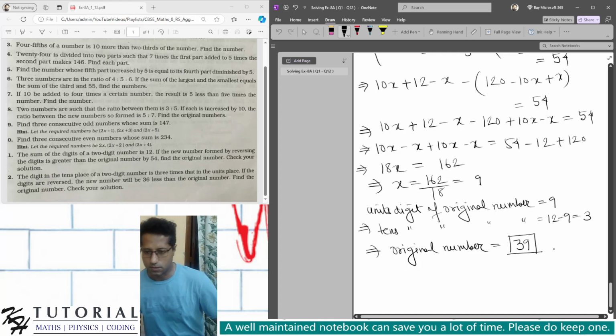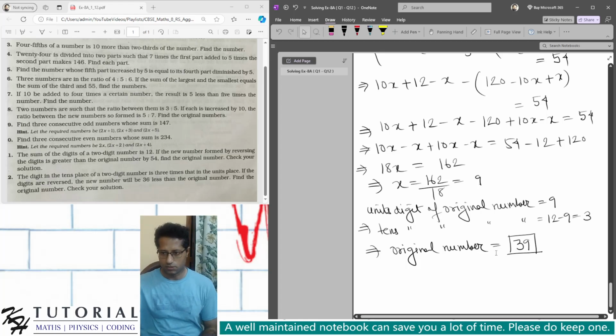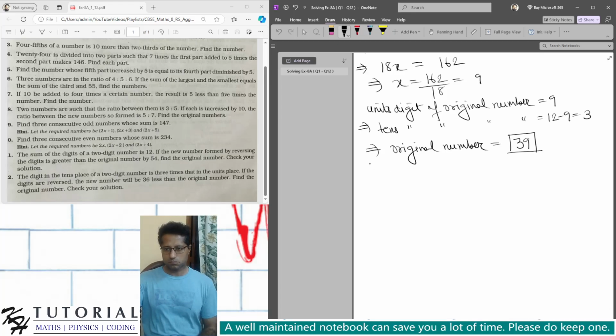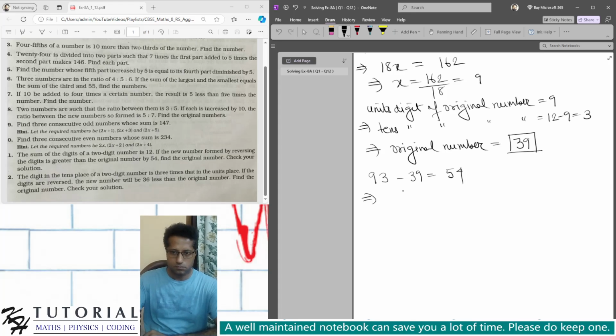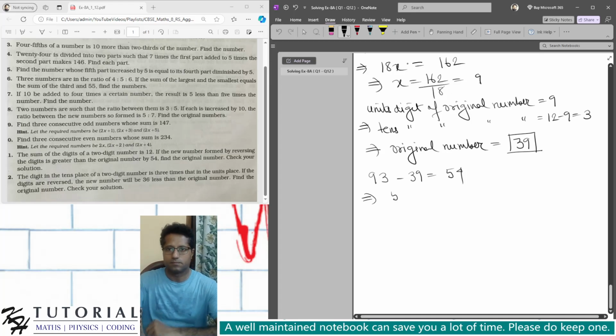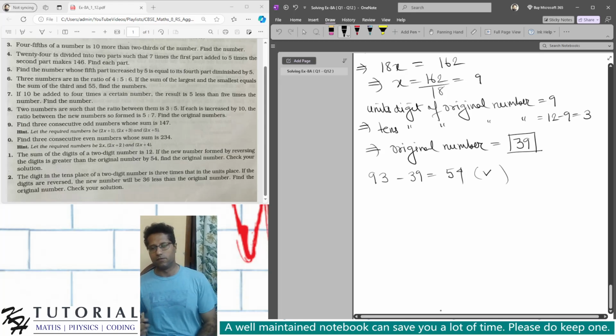Now there is another part. Check your solution. Check your solution means you have to check whether the answer you have found, the original number 39, is conforming to all the given information. It is given that the new number formed by reversing the digits is greater than the original number by 54. So we have to see whether the new number, formed by reversing the digits of the original number, that is 93, minus 39 is equal to 54 or not. 93 minus 39 is indeed 54. So this is a correct statement. So the answer is correct, as we can see that 93 minus 39 is indeed 54.